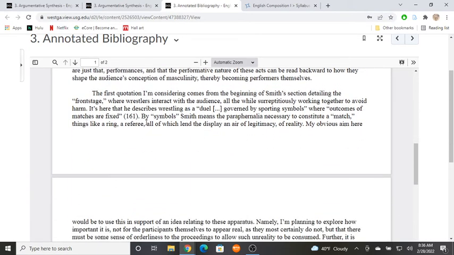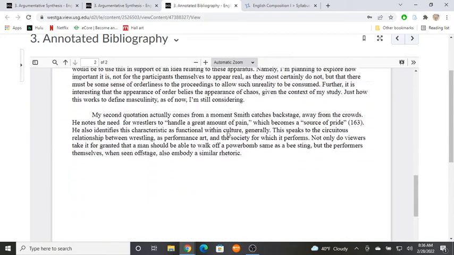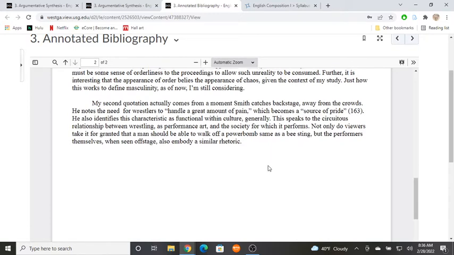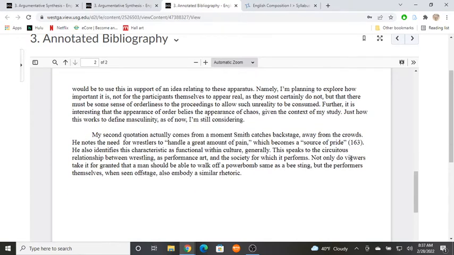Last but not least, the quotations down here. Here's the first one in this sort of mini paragraph, and then the second one in its own little paragraph. You'll notice, let me see. Oh, God, it's not going to work with me, is it? You'll notice, if I can, okay.